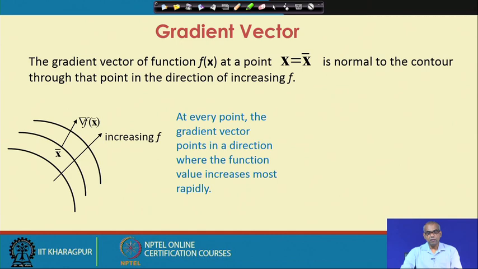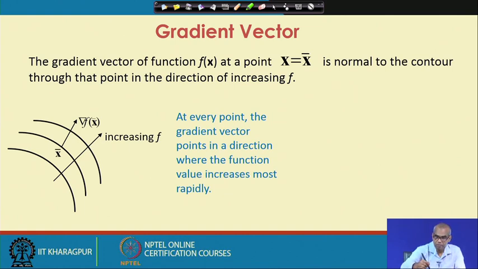The gradient vector of a function f(x) at a point x equal to x bar is normal to the contour through the point in the direction of increasing f. So, this is an important statement. It says that the gradient vector always points in a direction where the function value increases most rapidly.